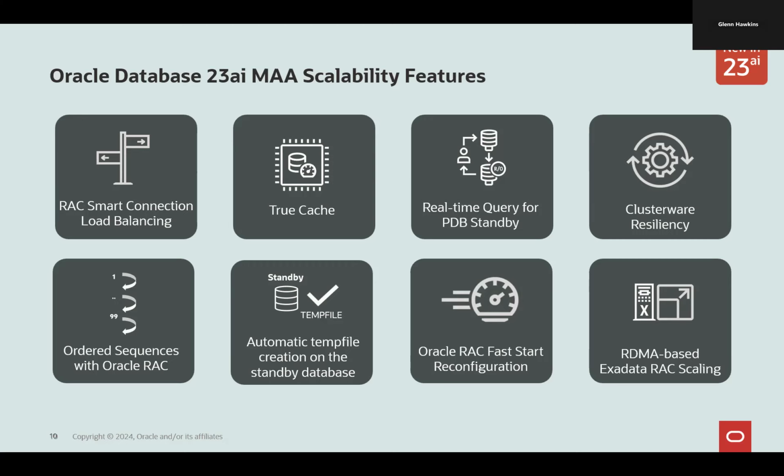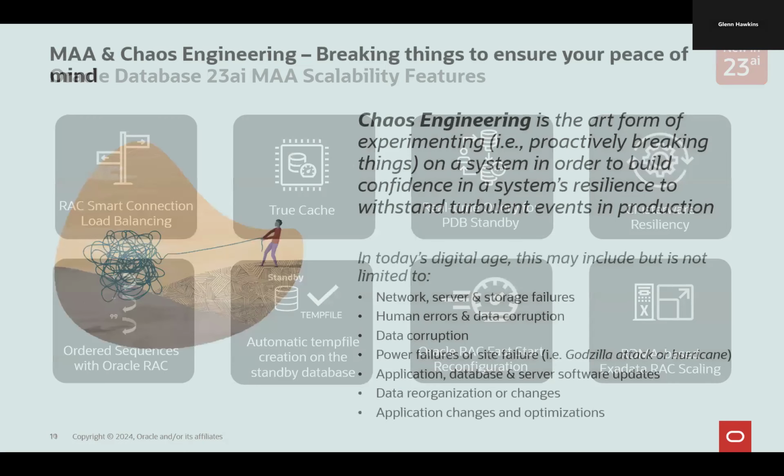We have True Cache, which is a caching mechanism built using the DataGuard replication, but it's in-memory, right? So it's an in-memory database that you can replicate to in front of your database to increase your scalability and performance. And then we have all kinds of benefits on Exadata as well. That's just one sampling here, the RDMA-based Exadata rack scaling that we have available. And this is just a subset of everything.